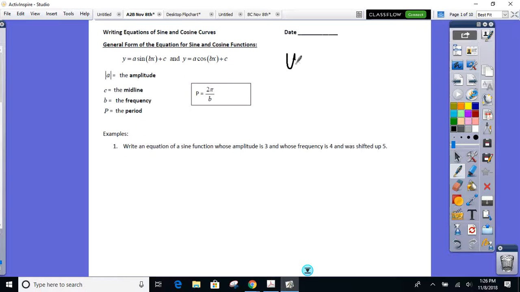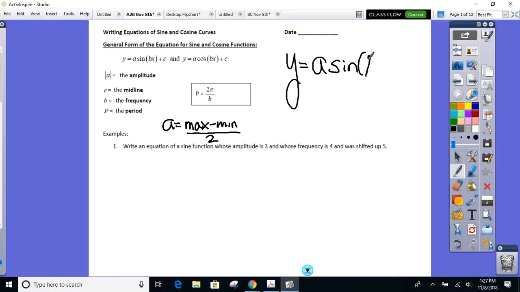Here's what every equation will look like. It'll have an A value out in front. Do you know how to find the A value? From yesterday's quiz, how do I find the A value? Okay, max minus min divided by 2. And then it'll either be sine or cosine, depending on what's given or what the graph looks like. I'm just copying this over for you.